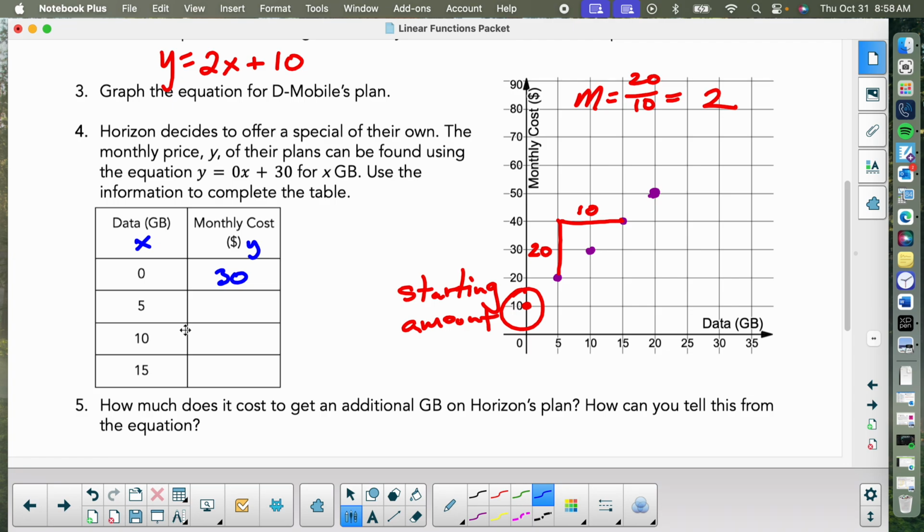Okay. How about with 5 gigabytes? And I can lead you if you want some help. Close. Nope. You can't just throw numbers at me. You want some guidance, I'm guessing then? Okay. So we're going to put 5 in place of x. So 0 times 5, what's that answer? Plus 30? Perfect.